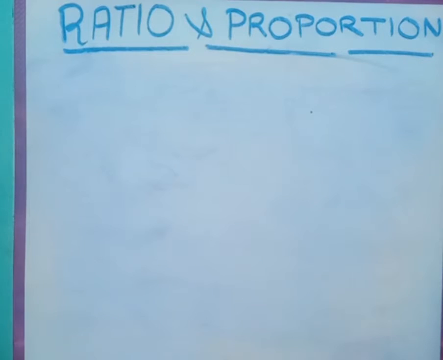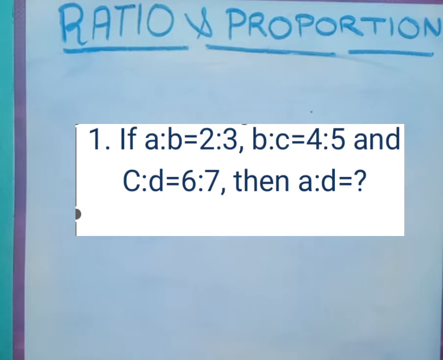So friends, let's see some examples from ratio and proportion. As I told you before, we are going to discuss only some easy level questions, friends. Let me start with this example. The question is, A is to B equals 2 is to 3, B is to C equals 4 is to 5, and C is to D equals 6 is to 7. Then what is A is to D?